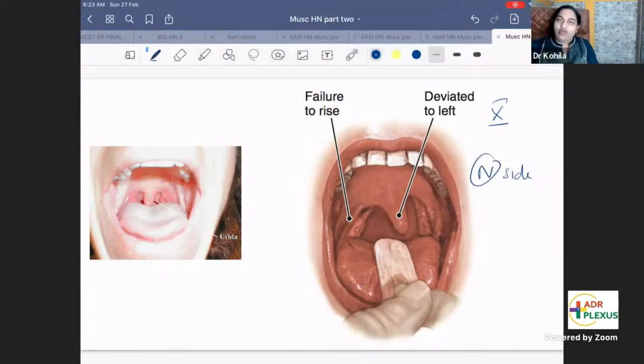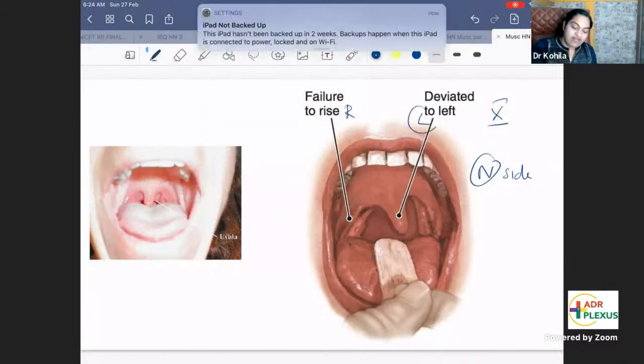Yes, because of the pull of the muscles of that side. Deviation of the uvula is to the normal side. So here, this is right, this is left. It's deviated to the left, so the lesion is on the right side.